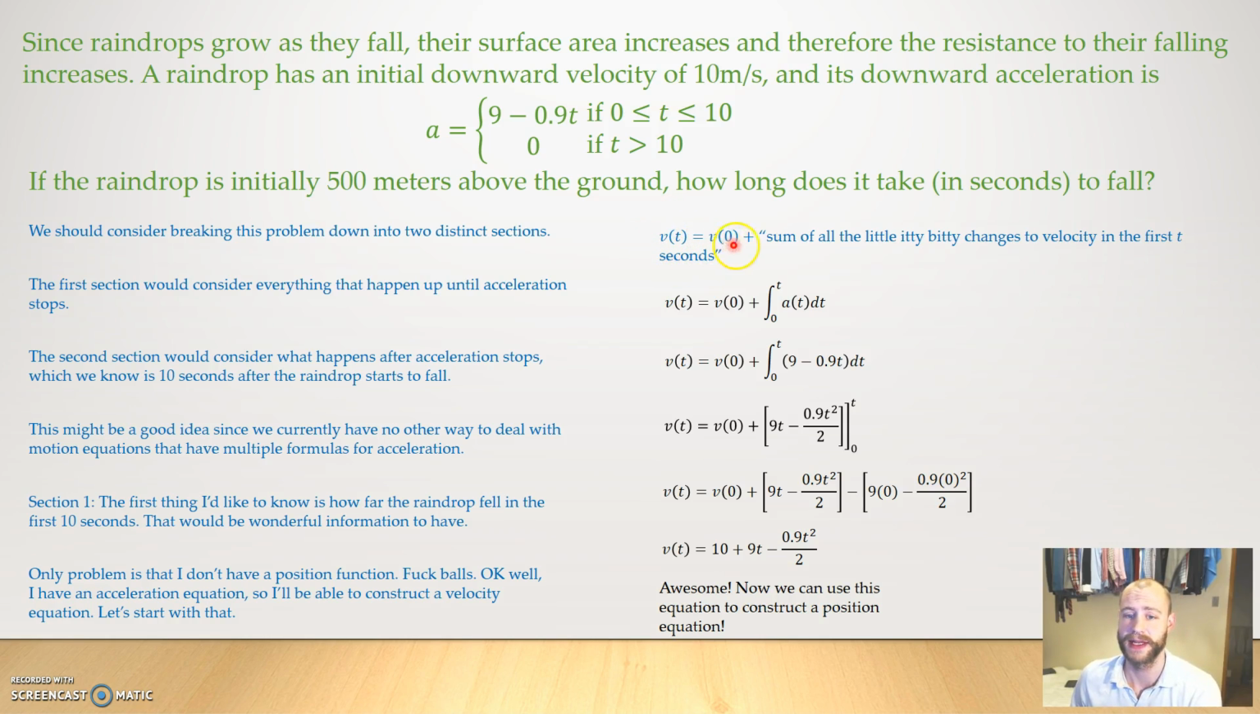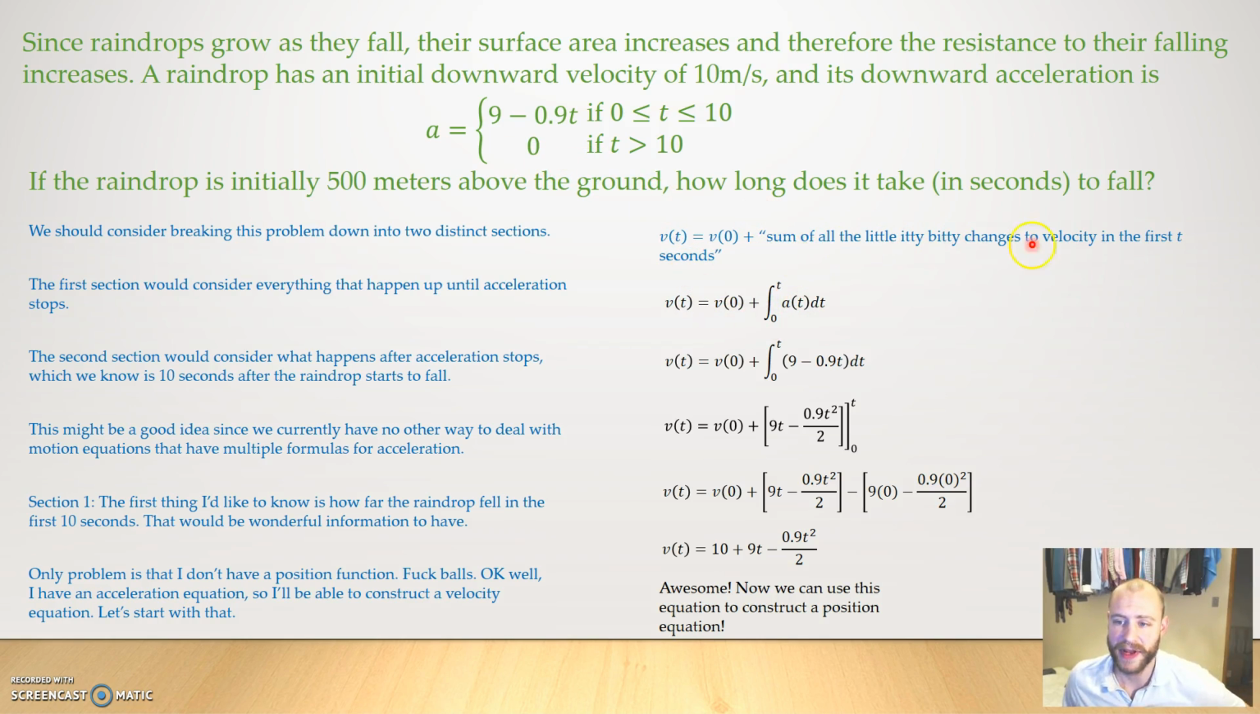Well, it stands to reason that it's equal to the initial velocity plus the sum of all the little itty-bitty changes to the velocity in the first t seconds. Right? That makes sense. So the final velocity is the initial velocity plus all the changes to velocity that you've experienced. But acceleration is changes to velocity, right? The units are meters per second per second. So how many meters per second do you change every second? That's exactly what acceleration is.